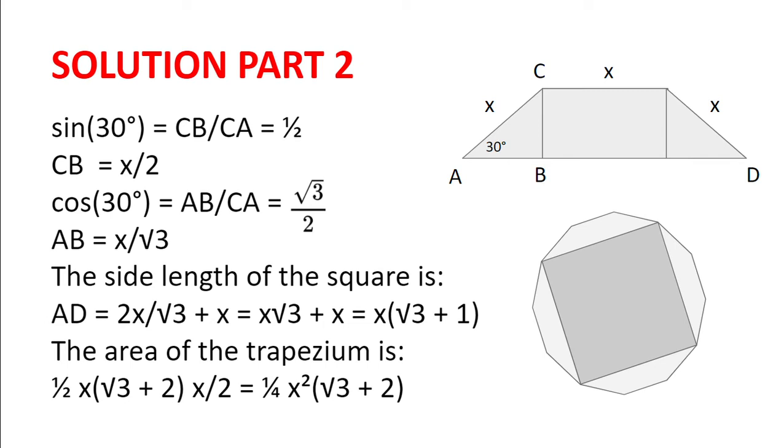So the side length of the square is AD, which is 2 multiplied by x divided by the square root of 3, plus x, which is x multiplied by the square root of 3, plus x, which is x multiplied by the square root of 3 plus 1.